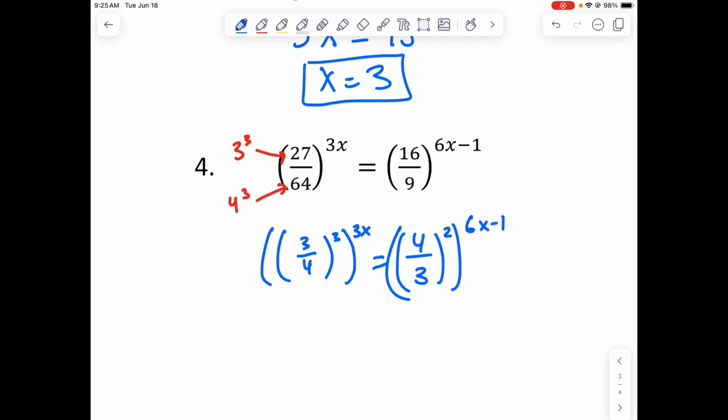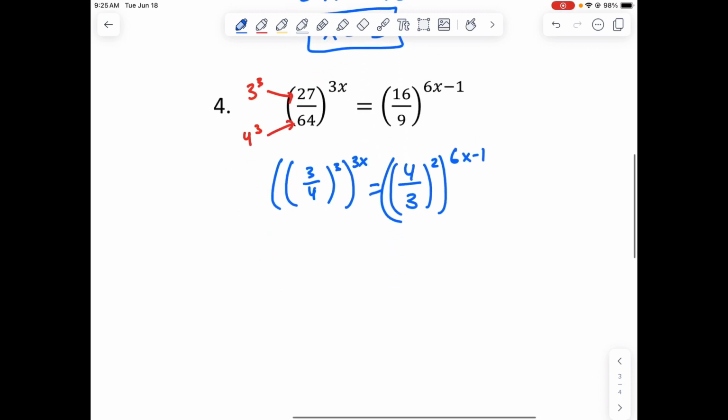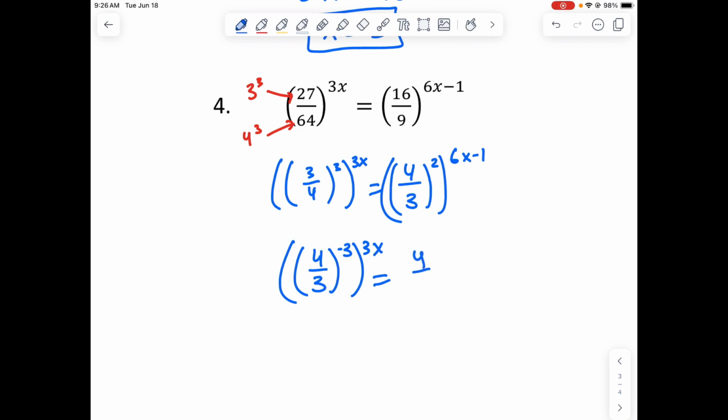So right now, my bases aren't the same. I have 3/4 and I have 4/3, and I need them to be the same. So I could make them both either 3/4 or 4/3. We like to use whatever base is greater than 1, because in the future, when we do inequalities, that will ensure that our inequality is facing the correct direction. So I'm going to rewrite this 3/4 as 4/3, but 3/4 is 4/3 to the negative 1, which means that this is now 4/3 to the negative third instead of the positive third, still to the 3x, equals 4/3 squared to the 6x minus 1.